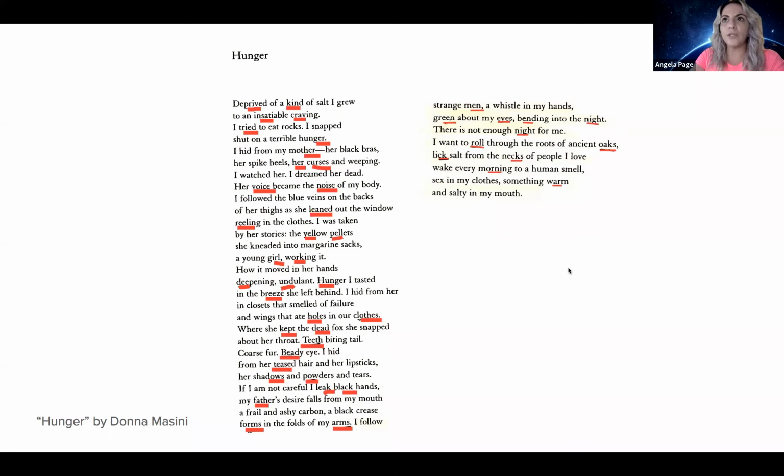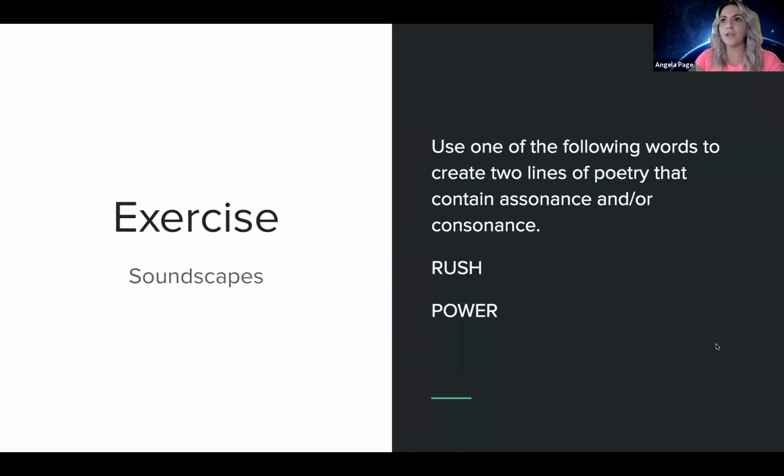So we can use this in our own work, but let's try to do an exercise. We're gonna do an exercise here that is all about assonance and consonants. Assonance and consonants are going to be something that we work on with soundscapes. That's what this exercise is called.